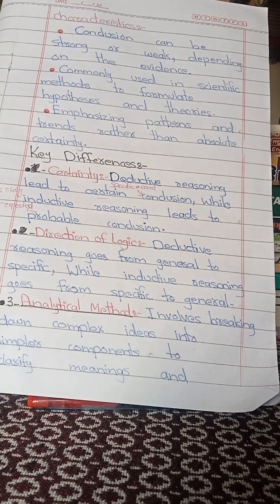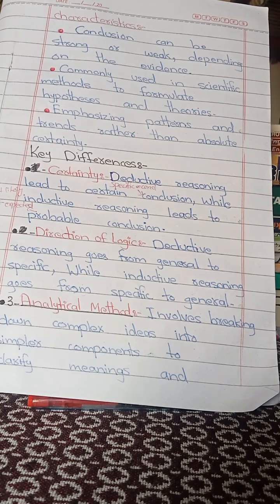Next, it is commonly used in the scientific method to formulate hypotheses and theories. It uses a bottom-up method in which research starts with specific observations and then moves on to more general theories or ideas. Now, third point, emphasizing patterns and trends rather than absolute certainty.